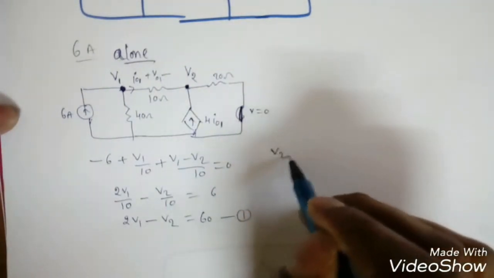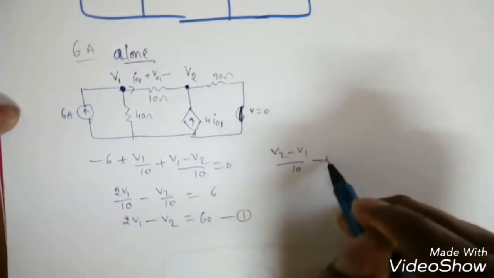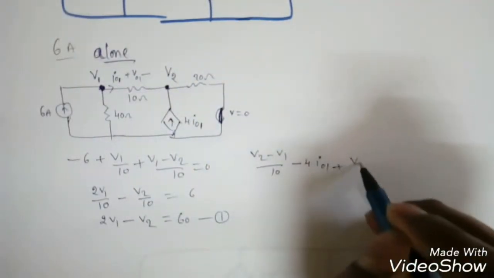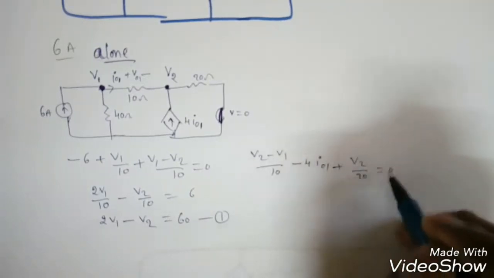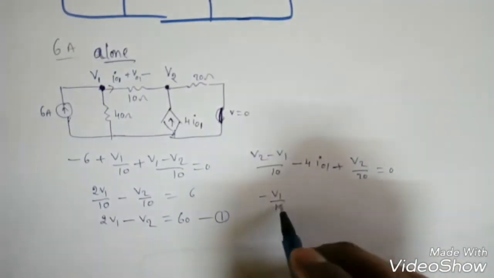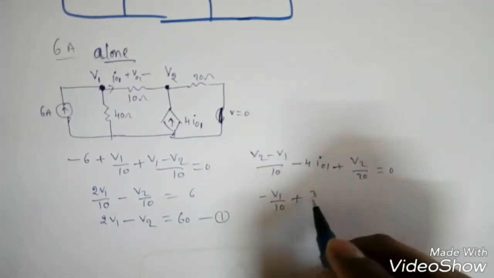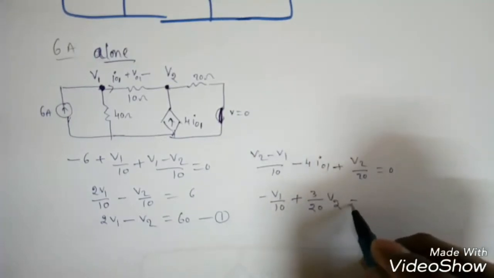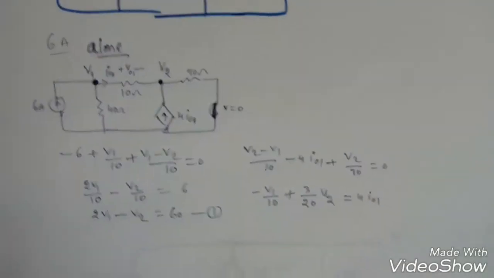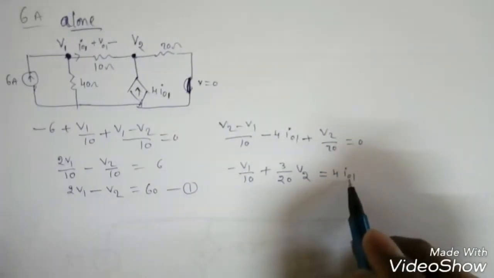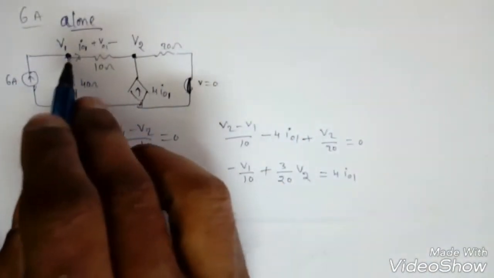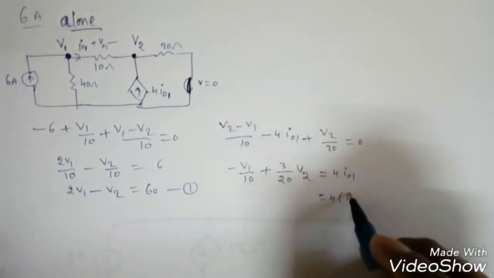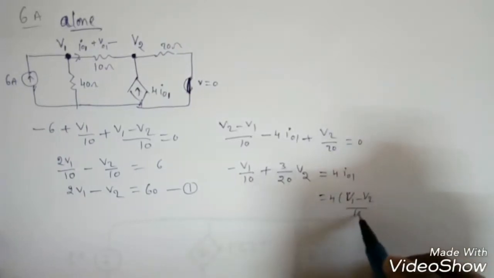Similarly, apply nodal analysis here. So V2 minus V1 by 10 minus 4 I naught 1, because this is incoming, plus V2 minus 0 by 20 is equal to 0. So minus V1 by 10 plus 3 by 20 V2 is equal to 4 I naught 1. But we need to know what I naught 1 is because it is the dependent source. I naught 1 is nothing but V1 minus V2 by 10. So 4 into V1 minus V2 by 10.